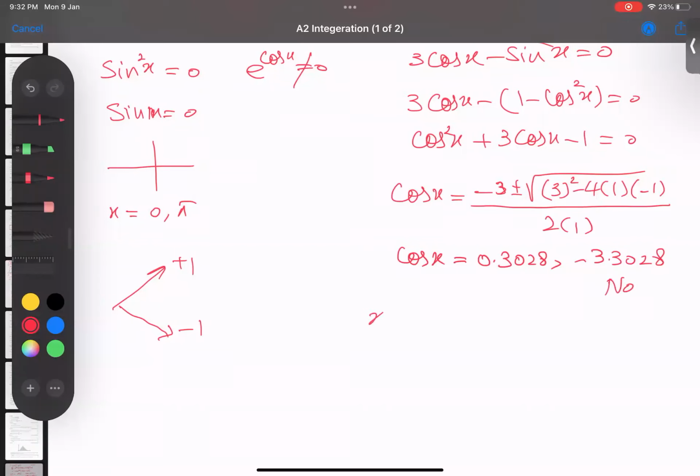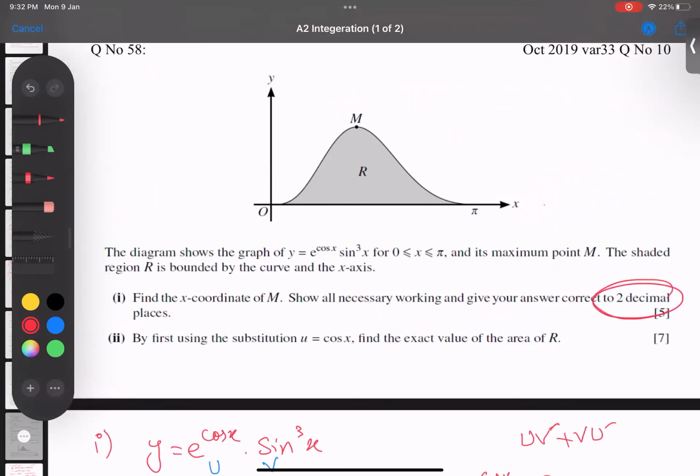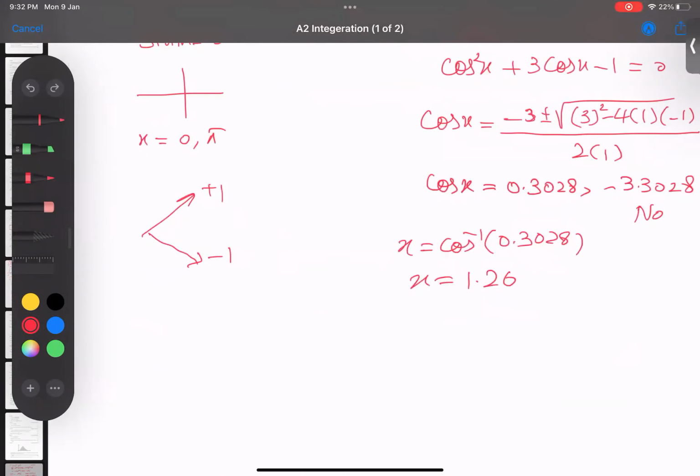So here I take cos inverse of 0.3028. Let's see what answer turns out. It gives us 1.26. What is the question asking for? 2 dp, so 2 decimal places, and 1.26 radians is my final answer. So let's go for the next part, part number 2.